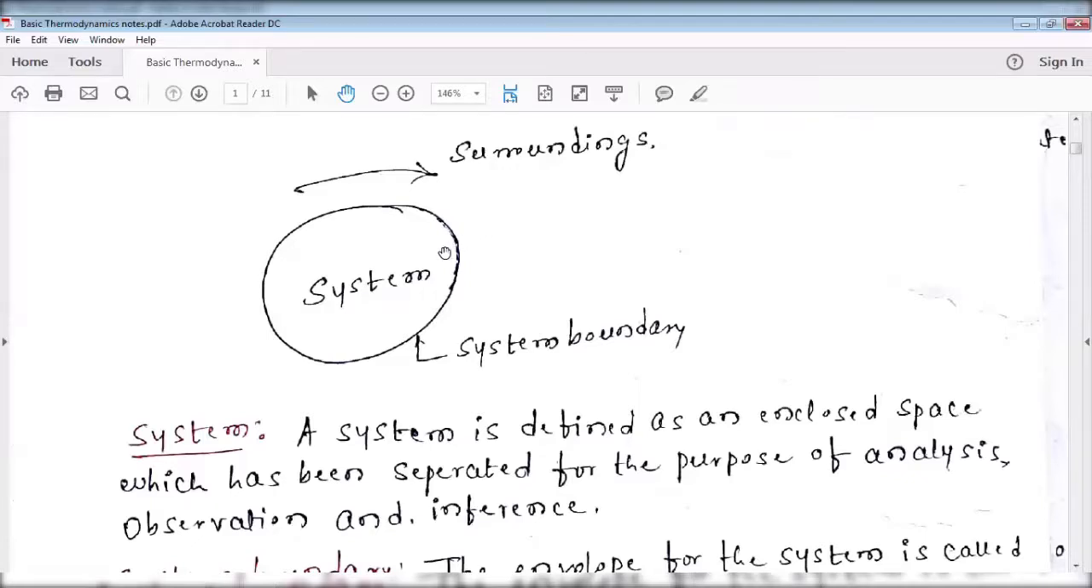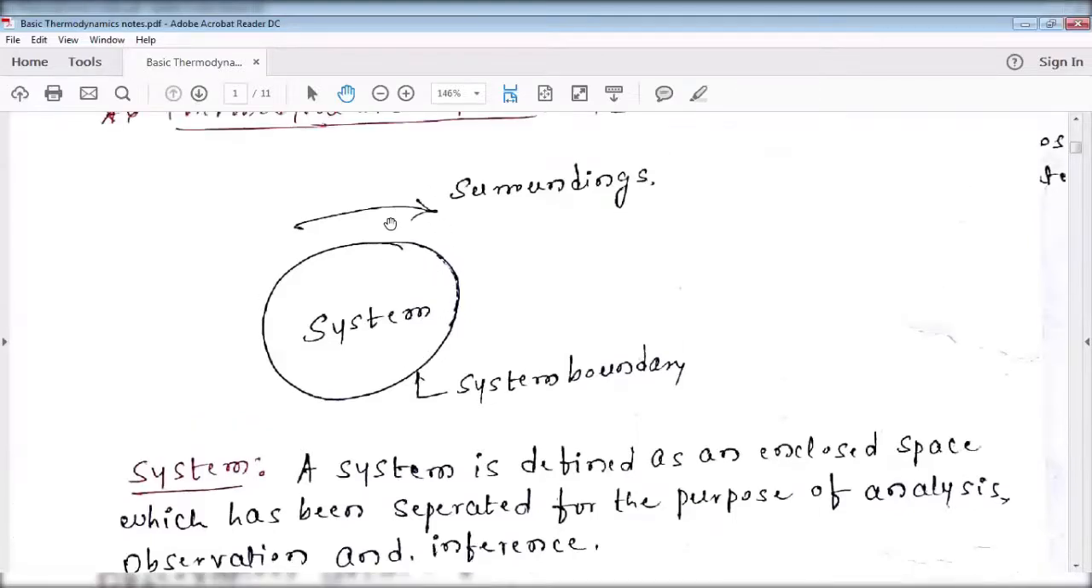And the best way to remember is, if you want to write a letter to your HOD, whatever you write on a paper, that paper is a system. After completing the writing, you place it in the envelope. That envelope is a system boundary. And whatever space is outside the envelope is called the surroundings. And the best example for system, system boundary, and surroundings is our body.